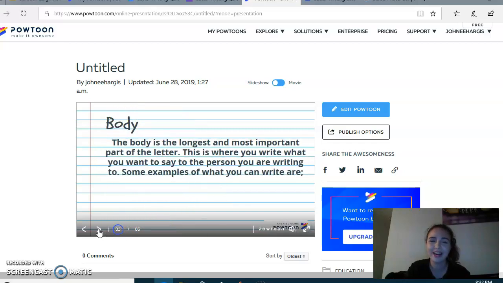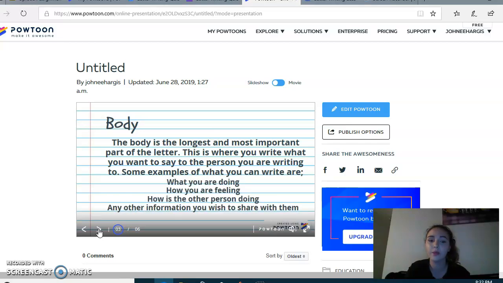Next we have the body. So the body is the longest and most important part of the letter. This is where you're writing what you want to say to the person. And some examples you can write about are what you're doing, how you're feeling. You can ask how the other person is doing, and you can just say any information you wish to share with them.